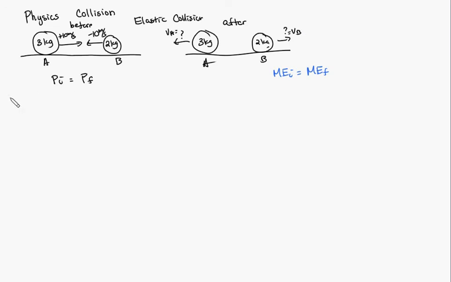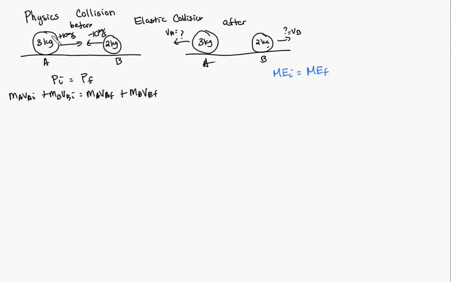So initial momentum is MA VAi plus MB VBi. Momentum final is mass A, velocity A final, plus mass B, velocity B final. It looks intimidating, but once you plug in numbers, it actually reduces the amount of unknowns.